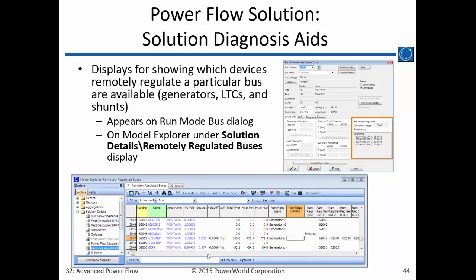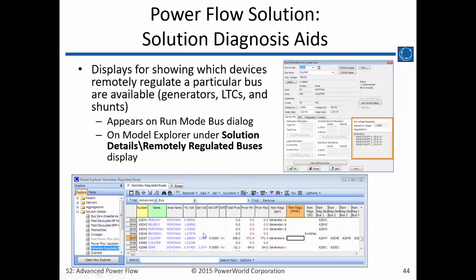And on the Model Explorer under Solution Details, Remotely Regulated Buses display. So over here you can see if you're looking at a specific information dialog for a bus, it will tell you down here what devices are regulating the voltage at that bus. So you can get that. If this is blank, then that bus is not having its voltage regulated.